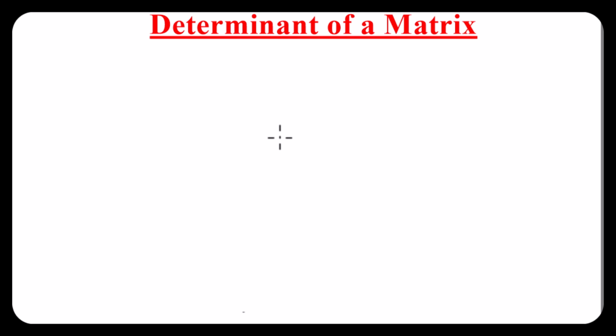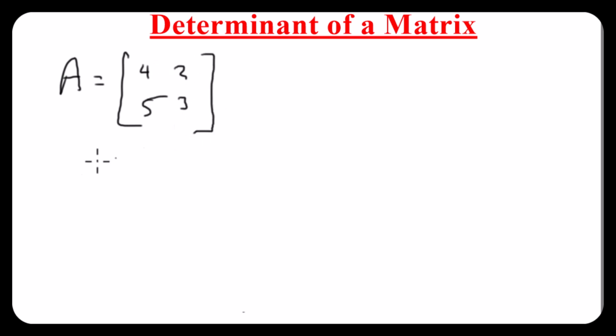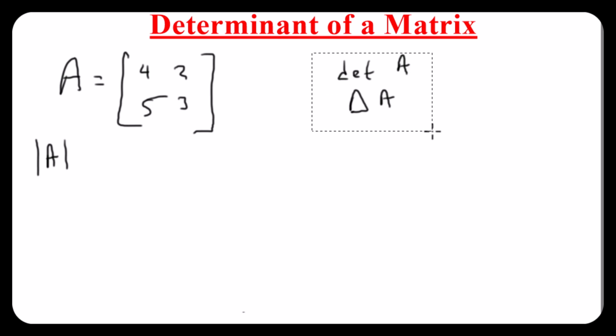Now, what does it mean, or how do we find the determinant of a matrix? Let's say we're given a matrix A, and then we're told that A is equal to 4, 2, 5, and then 3. If we want to find the determinant of this matrix, it has its notation. We write it inside of two vertical lines. Of course this looks like the absolute value or modulus, but it doesn't have the same meaning. This is just determinant. We can also write it as determinant of A or delta A. So whichever one you see in your textbook, don't be alarmed. It means the same thing.